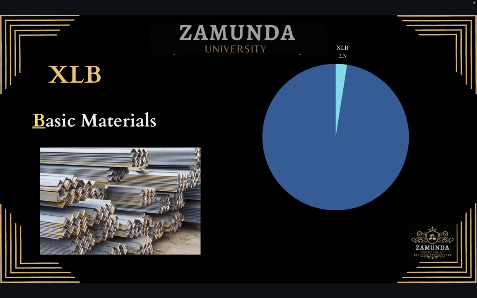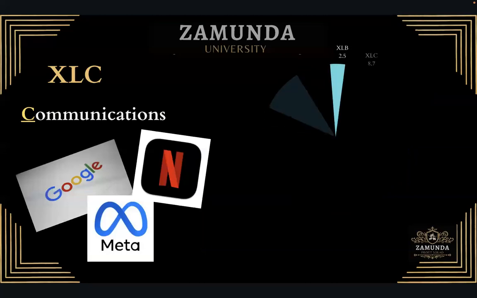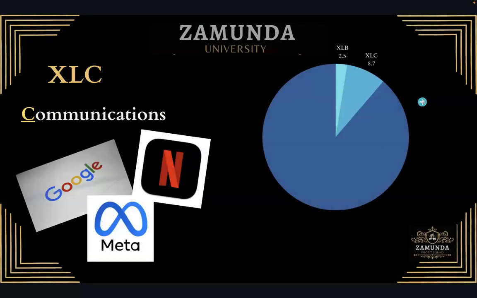XLB will be things like raw materials such as packaging, paper, metals, and companies like LIN, FCX, and they compose 2.5% of the entire S&P 500. The next sector is going to be XLC, C for communications. That is going to be your Meta, your Google, your Netflix, things like that. XLC composes 8.7% of the S&P.